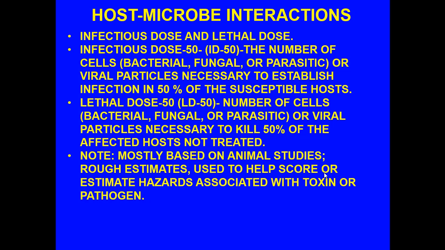You have to keep in mind, though, that these are rough estimates. They're mostly based on animal studies. You can't just line up 500 people and say, okay, everybody's going to get exposed to anthrax today. Some of you are going to get only a few cells, some of you are going to get a lot of cells, and we'll just find out who gets sick. Nah, that doesn't go well in society. So we use this as a rough estimate using animal studies, and it helps to give you a score or an estimate of the hazards associated with the toxin or the pathogen.